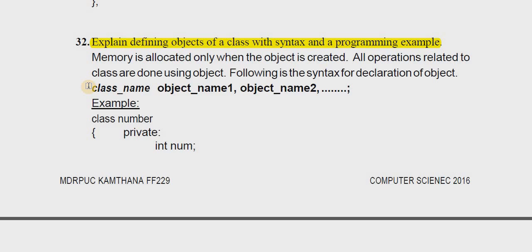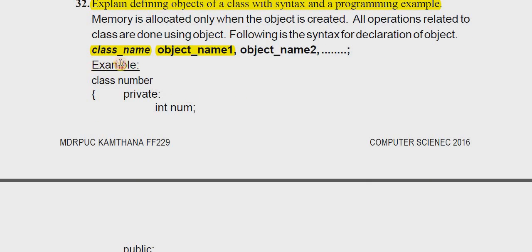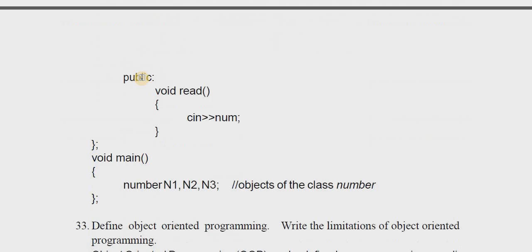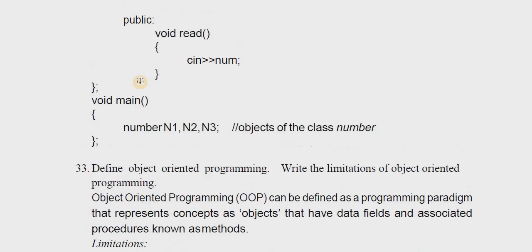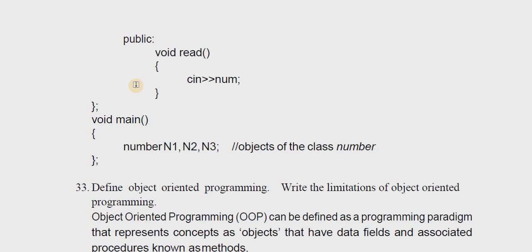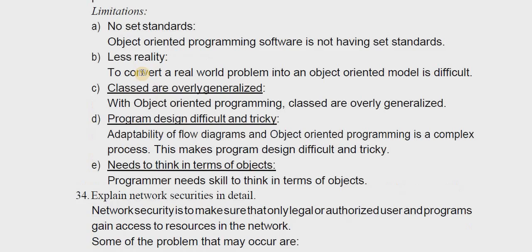We can create an object after creating the class. We have to use that class name, then we can create the object. Here 2 objects are created in the given example syntax. So in a single line we can create many objects from a single class. This is the syntax, and this example is also given. This much you have to write as the answer for this question. Okay, let us see the next question paper.